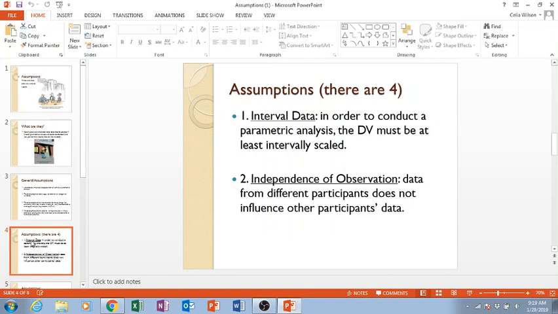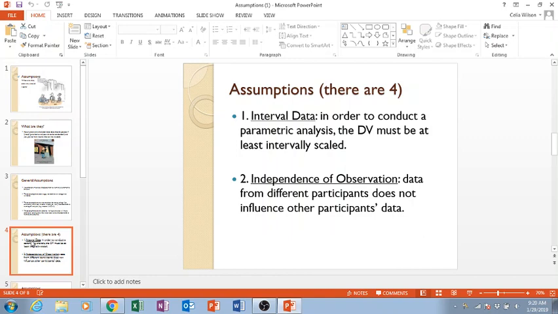So, for example, when you were administering the self-efficacy instrument to your first-year teachers, they were not working together. They were not sitting together in a group. They didn't feel peer pressure to answer a certain way. They weren't allowed to copy off someone's paper, those types of things. And in addition to that, if you're comparing groups, you don't have participants in multiple groups, okay? So the data has independence of observation.